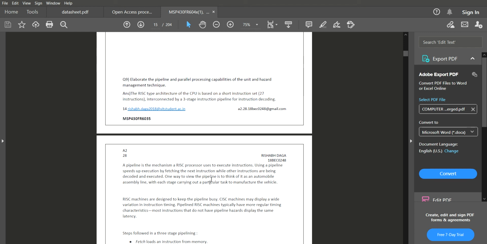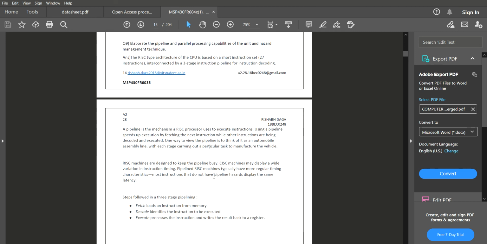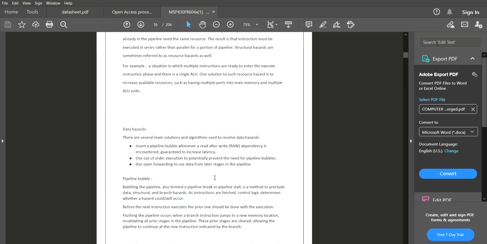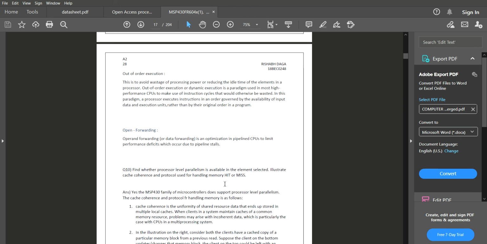Since it's a RISC based architecture of the CPU, not a CISC, we have a 3-stage instruction pipeline. So 3 instructions are loaded. They go into 3 stages, and that is the pipeline. Now upon the hazard management technique, the pipeline bubble. This is the hazard, because bubbling the pipeline, also termed a pipeline break or pipeline stall, is a method that is hazardous, because when too many instructions pile up, the pipeline might also burst or bubble. So that is the management.